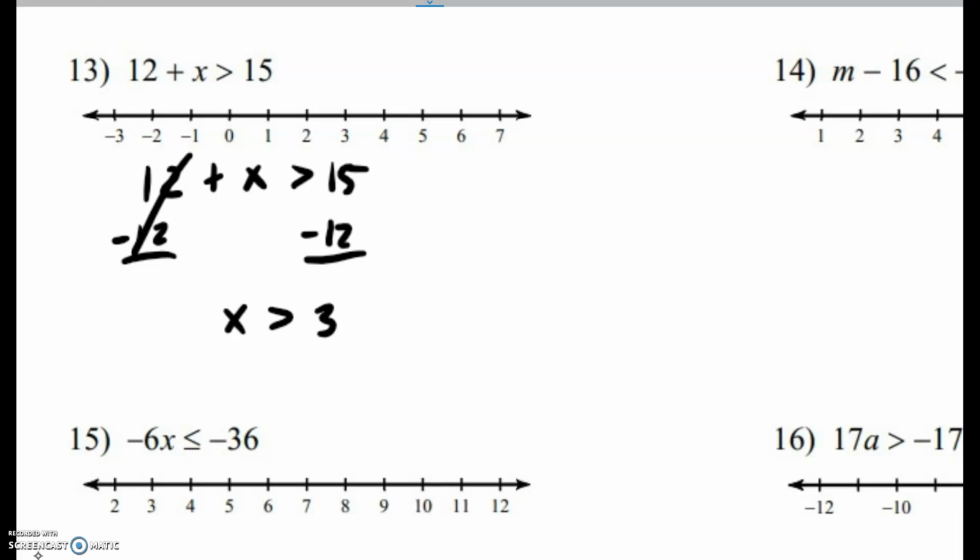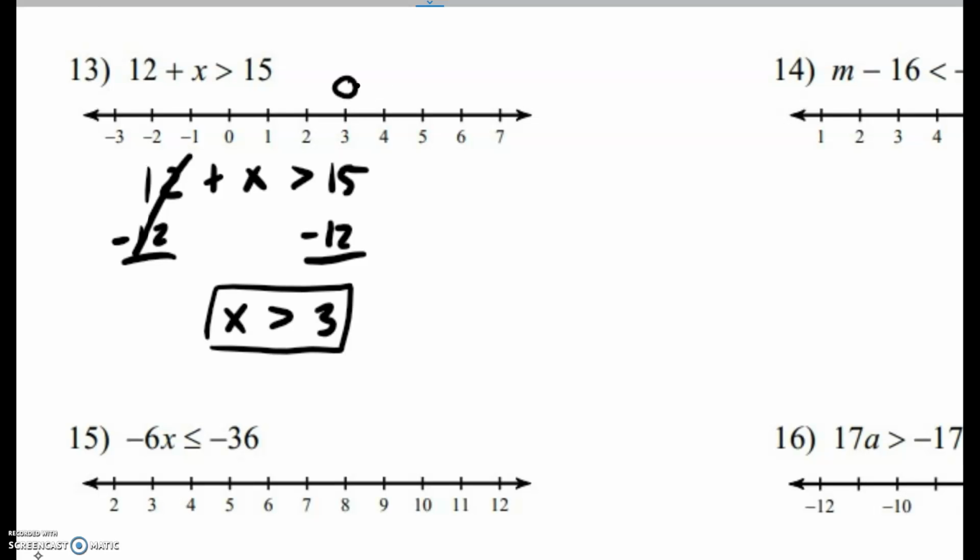Okay, now that I have a variable by itself, here's my inequality, x is greater than 3. I can go up and graph that solution. So I'm going to circle my answer, and then I'm going to go up to where x is greater than 3 here. So I'm going to put an open circle, point my arrow to the right. All numbers greater than 3.